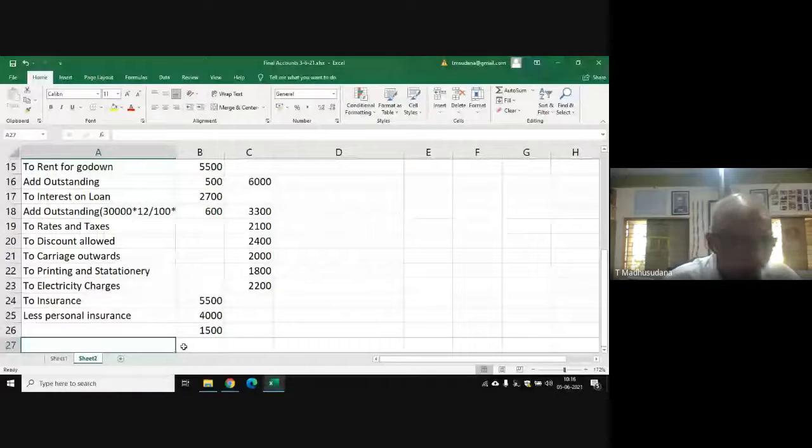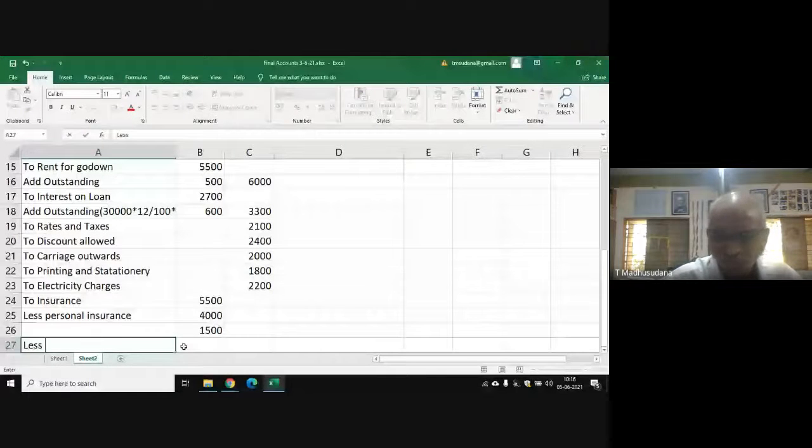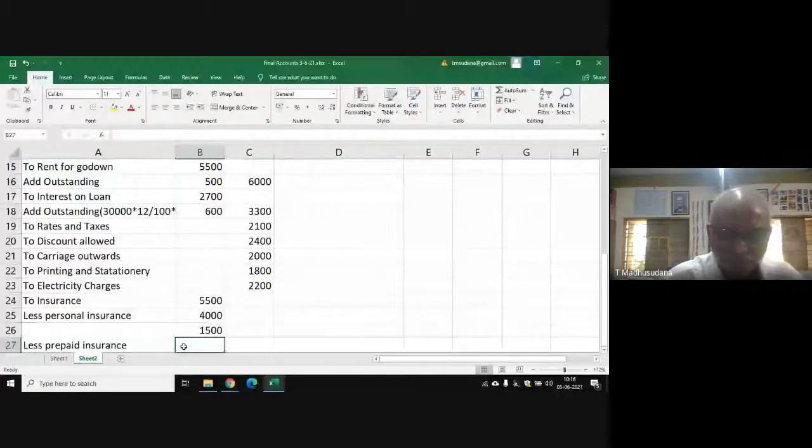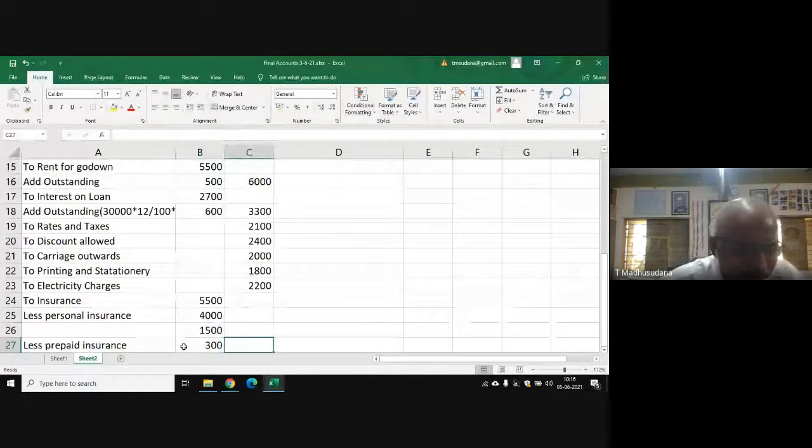insurance. Less prepaid insurance. That means insurance paid in advance. That is 300. That means out of the 1,500 paid for insurance, it is paid up to 6th.